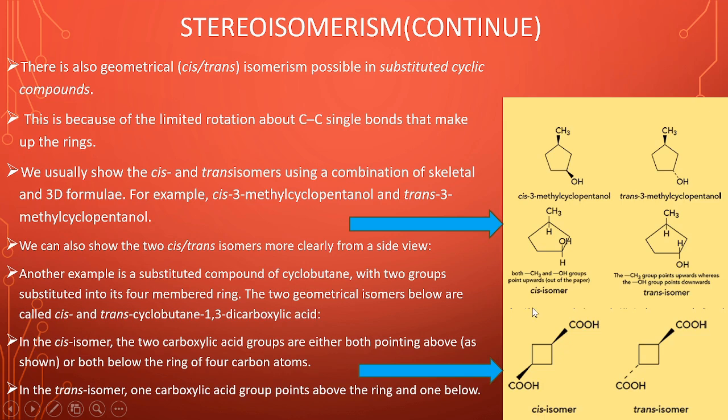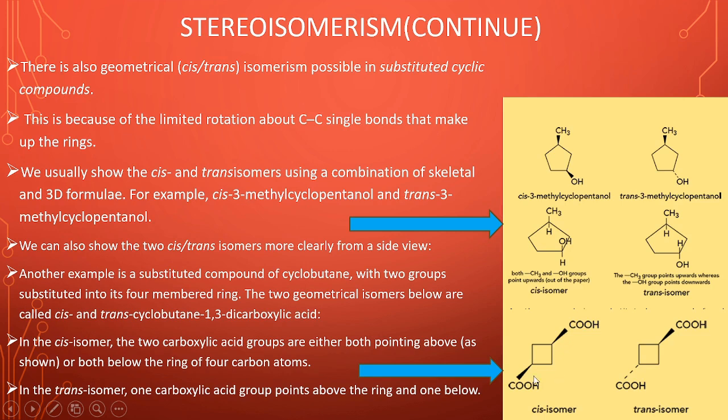Another one you can see here. Basically, these two are the explanation of the above one. The last one is another example. The geometric isomers below are the cis and trans cyclobutane-1,3-dicarboxylic acid. Again, one is out of the paper, one is above the paper.